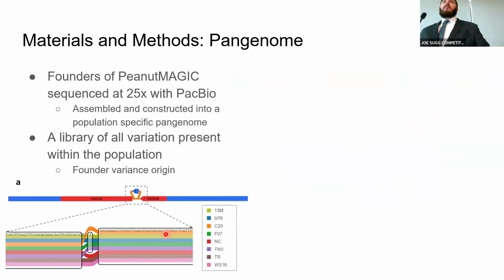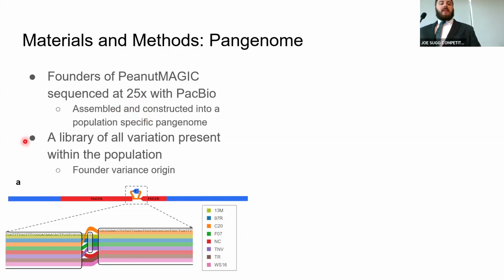Okay, so what is a pangenome? So we took these founders of our Peanut Magic population and we sequenced them at 25x with PacBio. So these are long reads, very accurate sequencing technology. So we assembled them and constructed them into our assemblies and then into a population-specific pangenome.